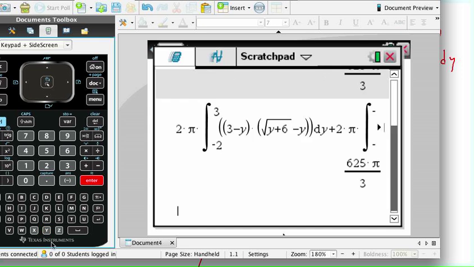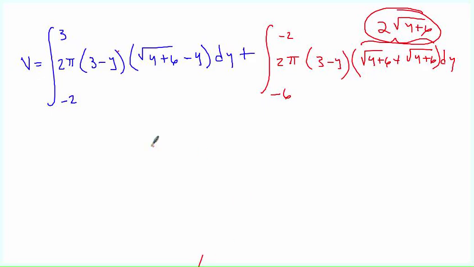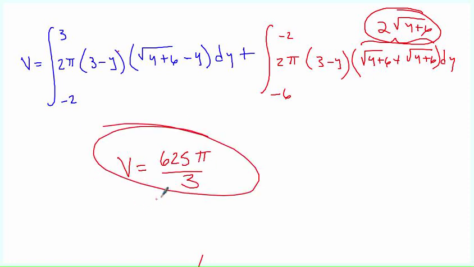And then my answer is 625 pi over 3. So the volume is 625 pi over 3. This was the shell method. The method before was the disk method. In both cases we get the same answer.